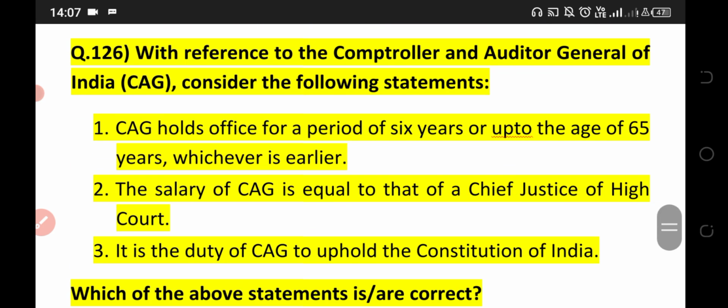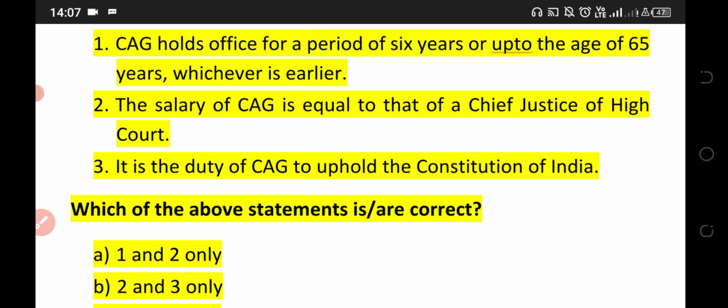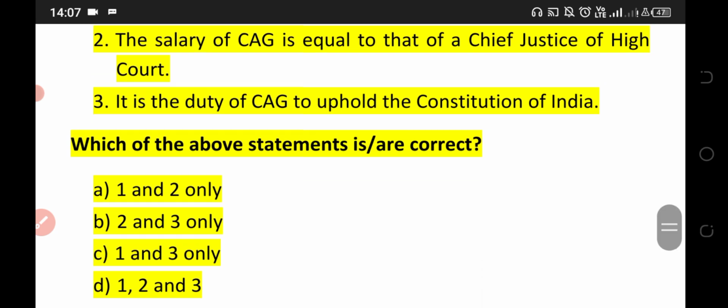With reference to the Comptroller and Auditor General of India (CAG), consider the following statements. CAG holds office for a period of 6 years or up to the age of 65 years, whichever is earlier. The salary of the CAG is equal to the Chief Justice of a High Court. It's the duty of the CAG to uphold the Constitution of India. Yes, 1 and 3.